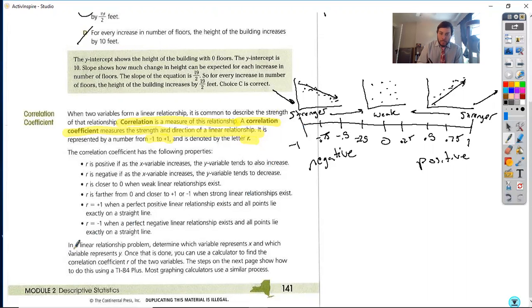So down here it says, in a linear relationship problem, determine which variable represents X and which variable represents Y. And once that's done, we can use our calculator to find the correlation coefficient. We're not going to use a TI-84 Plus. We're going to use a different one that we'll take a look at. For 2 of the problems, we'll actually use the calculator, and I'll pull it up here.